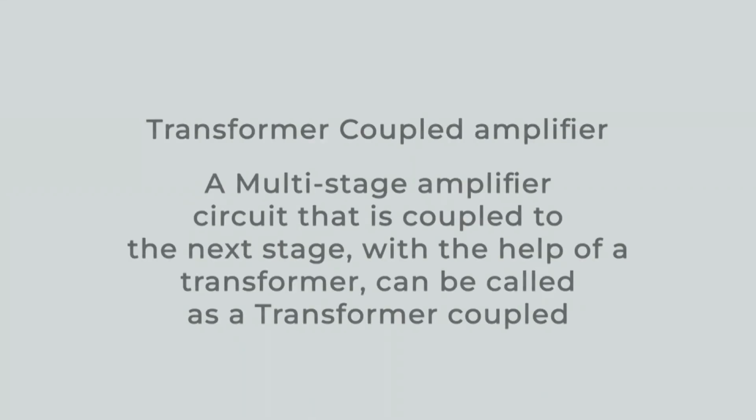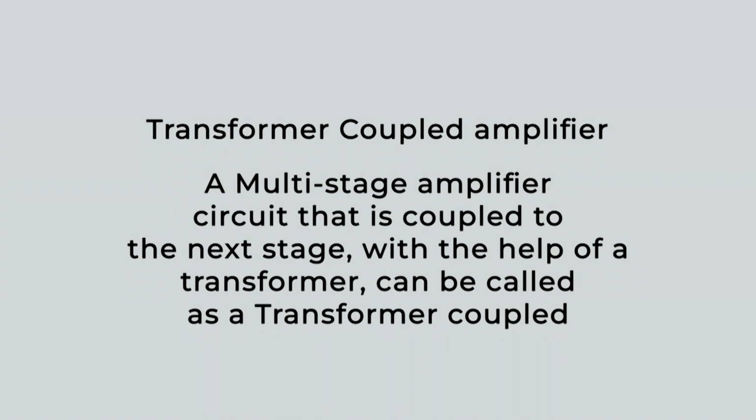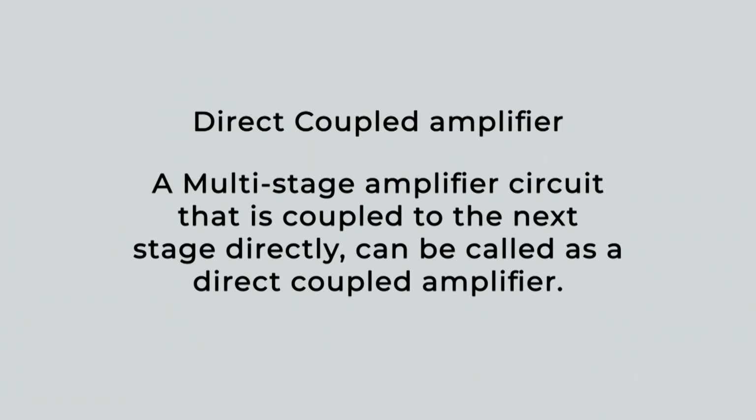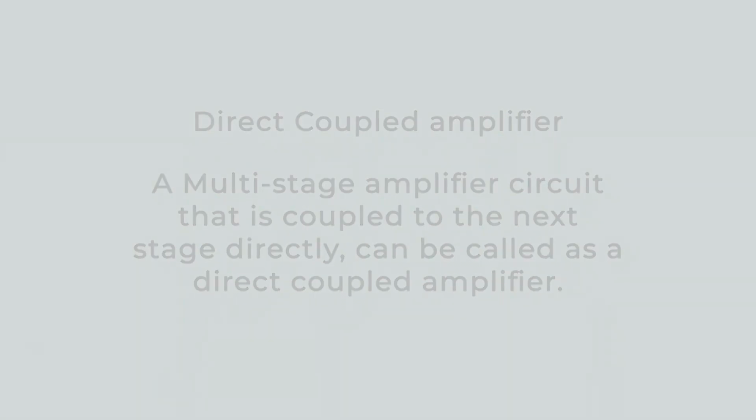Next one is the transformer coupled amplifier, a multi-stage amplifier circuit that is coupled to the next stage with the help of a transformer can be called a transformer coupled amplifier. The next one is a direct coupled amplifier, a multi-stage amplifier circuit that is coupled to the next stage directly can be called a direct coupled amplifier.